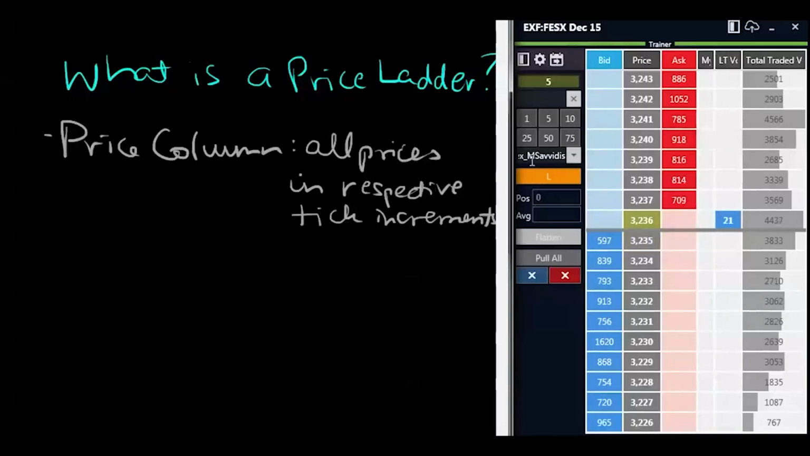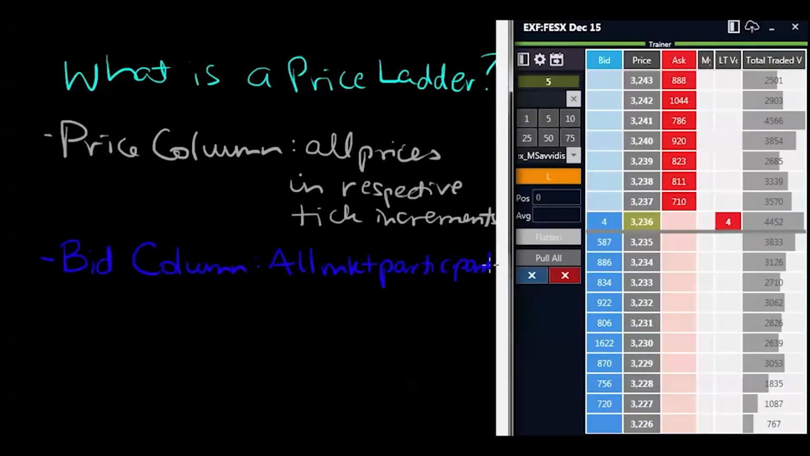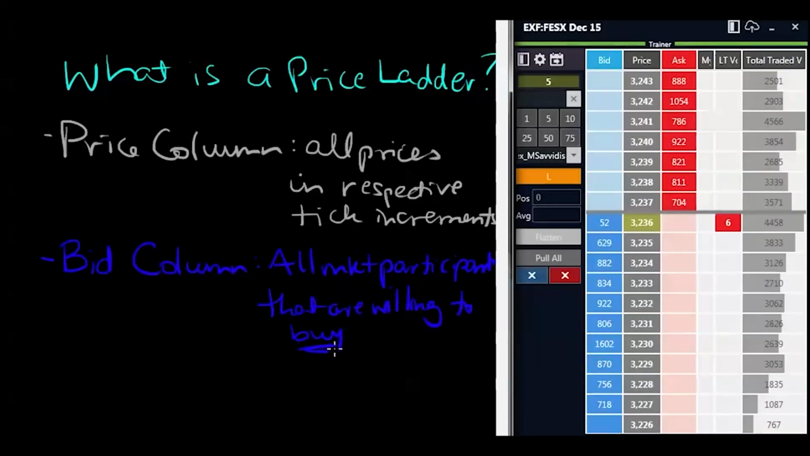Now the next column we're going to go through is the bid side. So what are the bids? The bid column is just as important as the offer column, but we'll go through the bid column first. The bid column are all market participants that are willing to buy. So what does that mean?